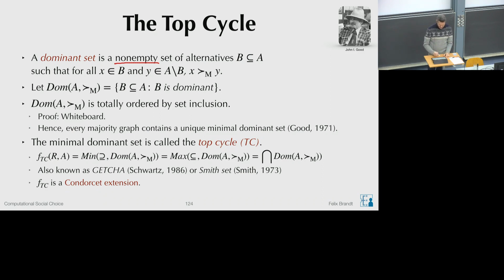And in the following, we would like to study the properties of the top cycle, axiomatic ones, and also look at the characterization. And then later, of course, also study, can we compute the top cycle efficiently, given some preference profile or some majority graph.